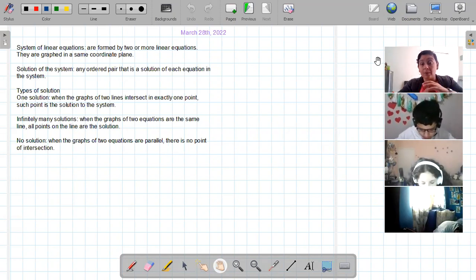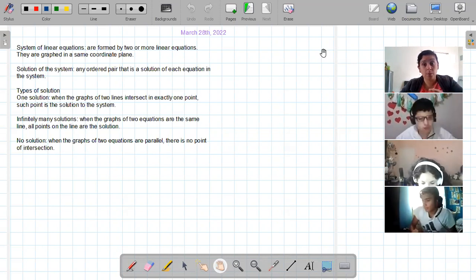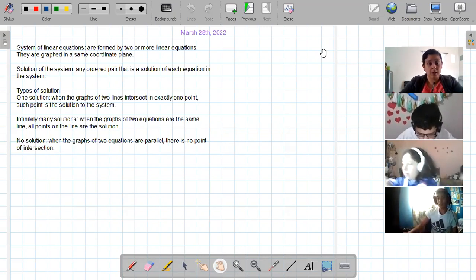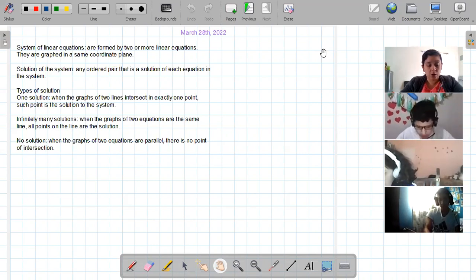The first one is by graphing, and we're going to see how it is graphed and how many solutions it has, okay? We have three possible solutions in any of the types of solving systems of linear equations. So we have one solution when there is exactly one ordered pair that will make true both equations, or in other words, when the graph of two lines intersect in one point, in one exact point. And that point is the solution of the system.